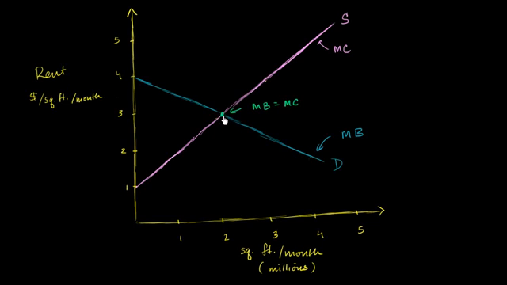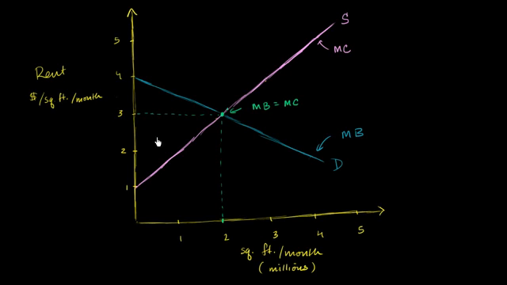It wouldn't make sense for suppliers to produce an incremental square foot right over here. If they produce an incremental square foot, their marginal cost has gone beyond $3, while the marginal benefit is below $3. No one is going to rent that thing out. So we reach an equilibrium at 2 million. We reach an equilibrium point at 2 million square feet per month on the market, and at a price of $3 per square foot per month.